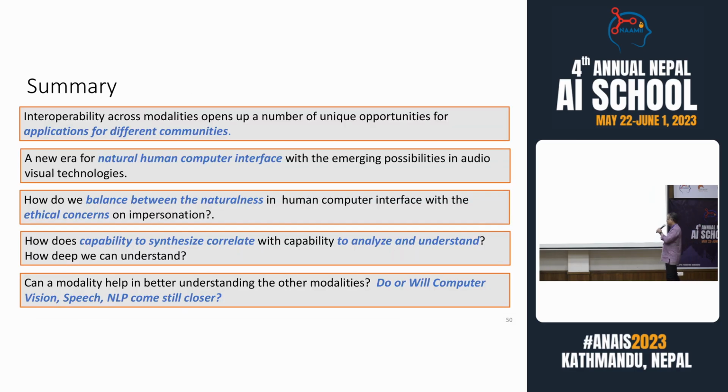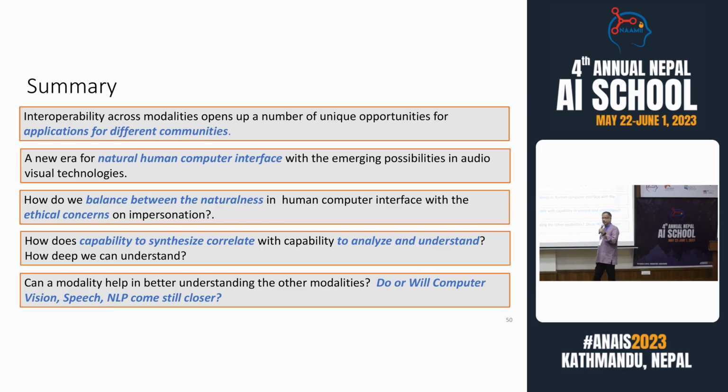Okay, to summarize, interoperability across modalities, a new era of natural human-computer interfaces is possible today. How do we balance between naturalness and ethical concerns? How does the capability to synthesize correlate to analyzing, or how are synthesis and analysis connected? When you are able to recognize better, you are able to synthesize better. If you don't want the capability to synthesize, you should also stop the capability to recognize. Are they connected? How are they connected? And will these areas come closer and closer, or will they become farther and farther?